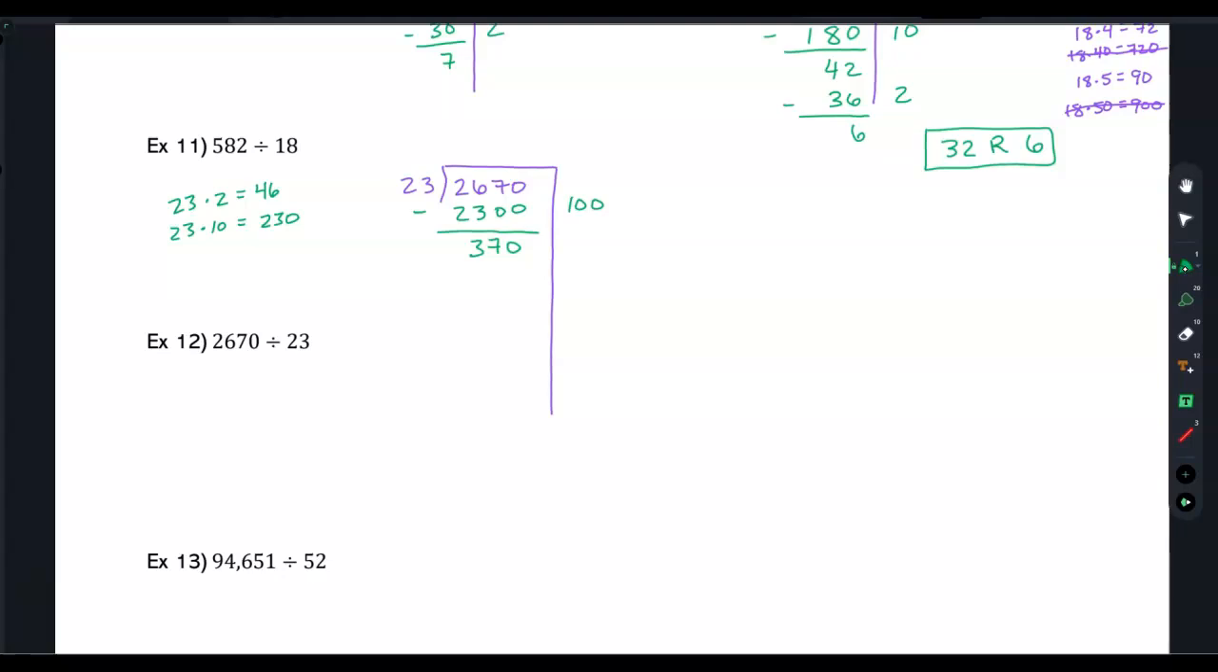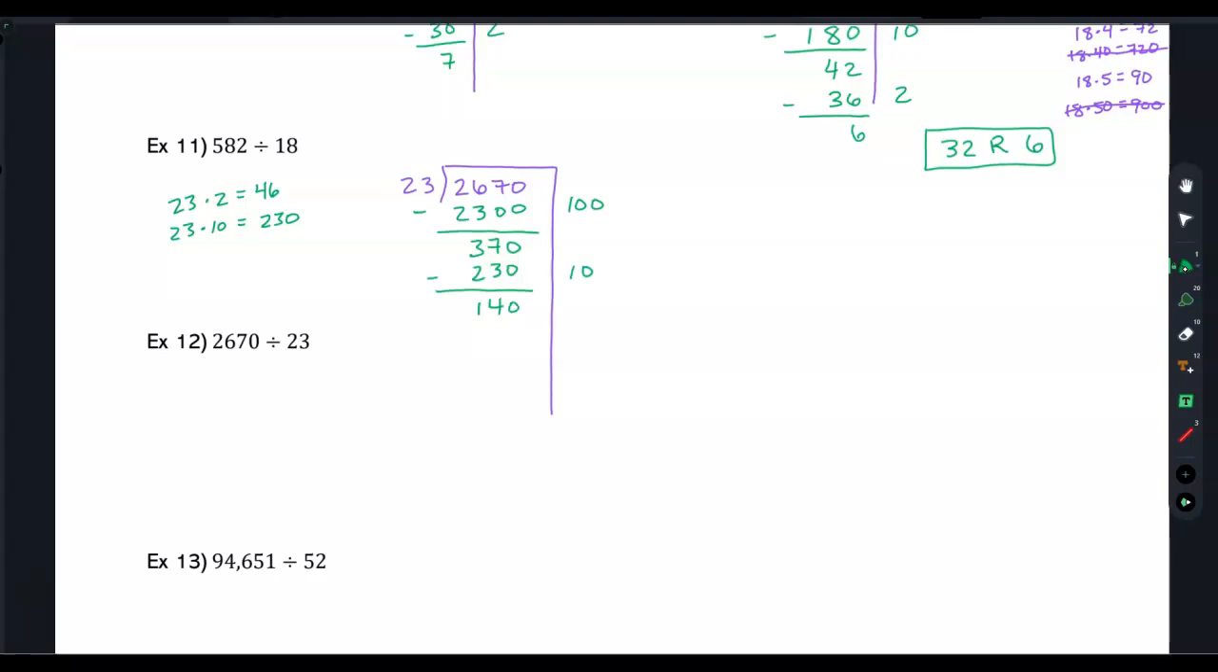Let's see, what else do I want to do? How about I go ahead and do the 230? So yeah, if you want to try and find something closer, you can, but sometimes it's just faster to go with what you have. So 10 more times would be 230. If I subtract that, that's going to be 140.